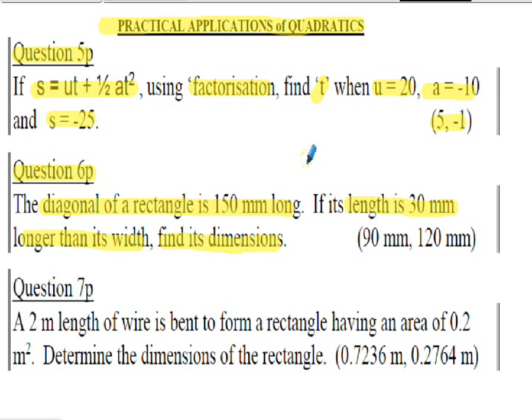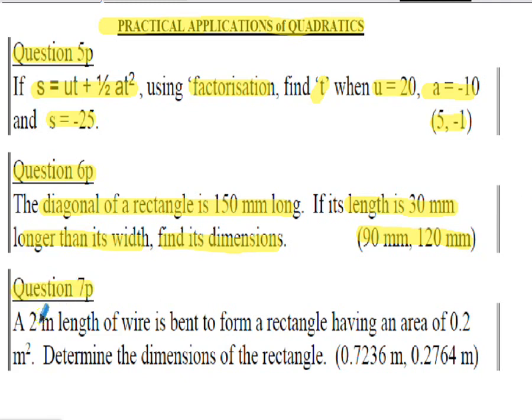The only thing that's different about the problem itself is that in question 1p we were given a ratio of 3 to 1 between the sides, whereas here we're told that the length is 30 millimeters longer than its width. So you need to generate the equations for length and width in terms of that piece of information. I'd encourage you to attempt that question based around that shown in question 1p, and the answers are shown in the brackets on the right hand side.